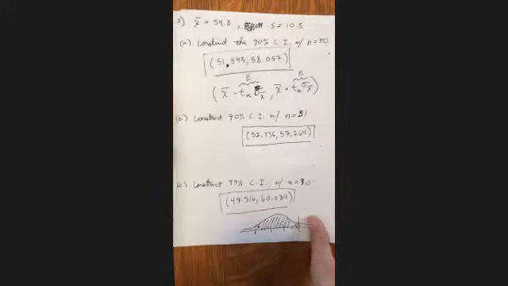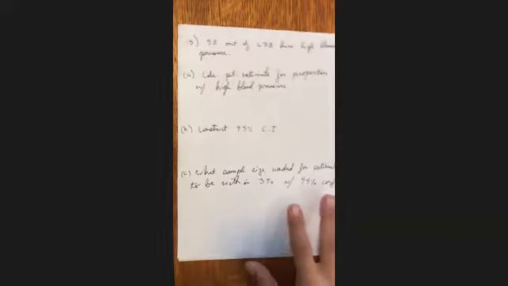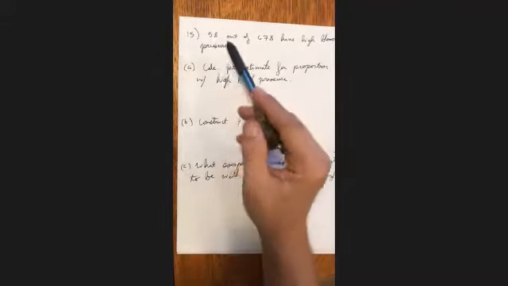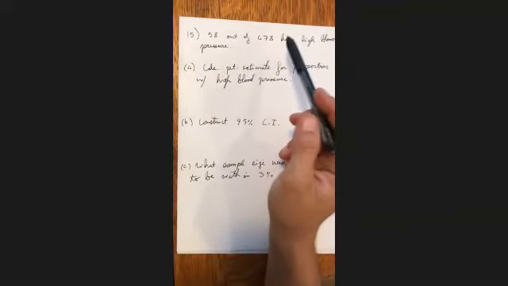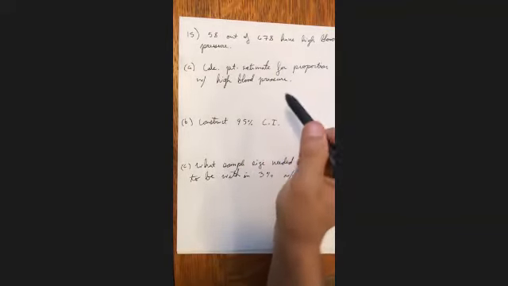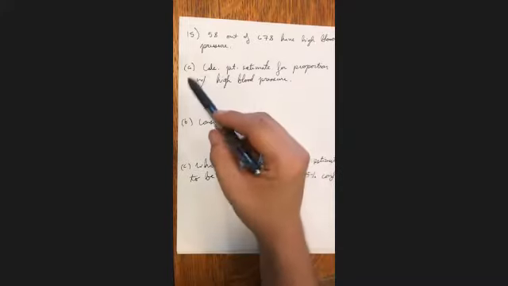Okay. So one more problem. This is number 15 from that review section. And here we're estimating the population proportion. And so I just wanted to show you how to use the calculator to do this as best I can. So number 15, they tell us that 58 out of 678 men have high blood pressure in a particular sample. Okay.